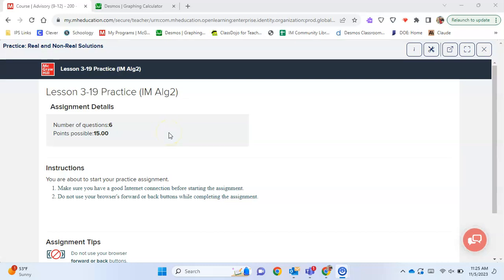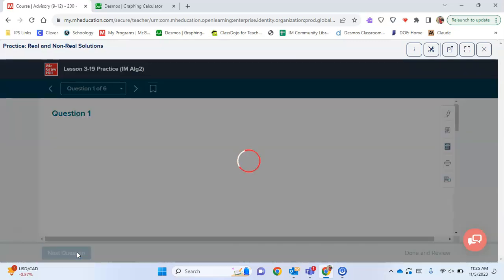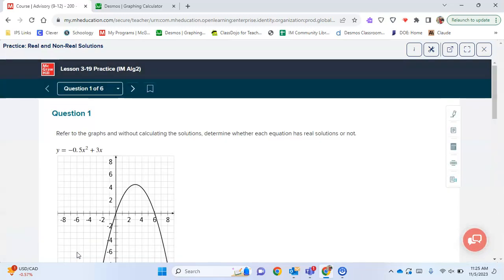Lesson 3-19 Practice: Real and Non-Real Solutions. Question 1. Refer to the graphs and, without calculating the solutions, determine whether each equation has real solutions or not.